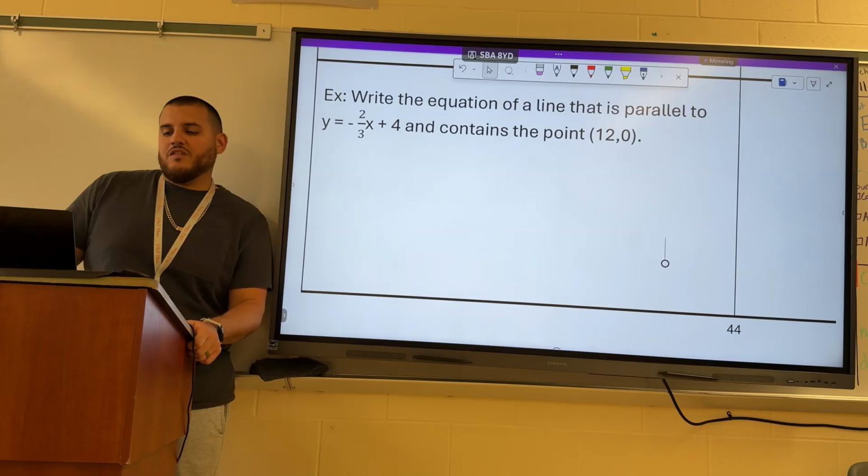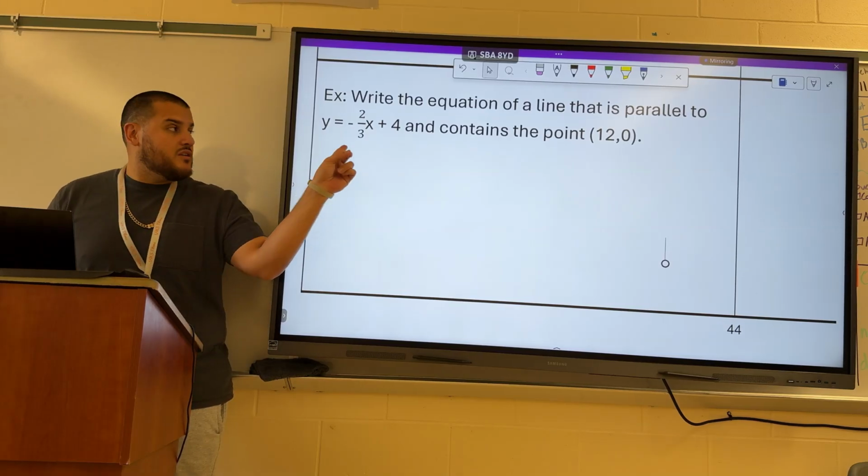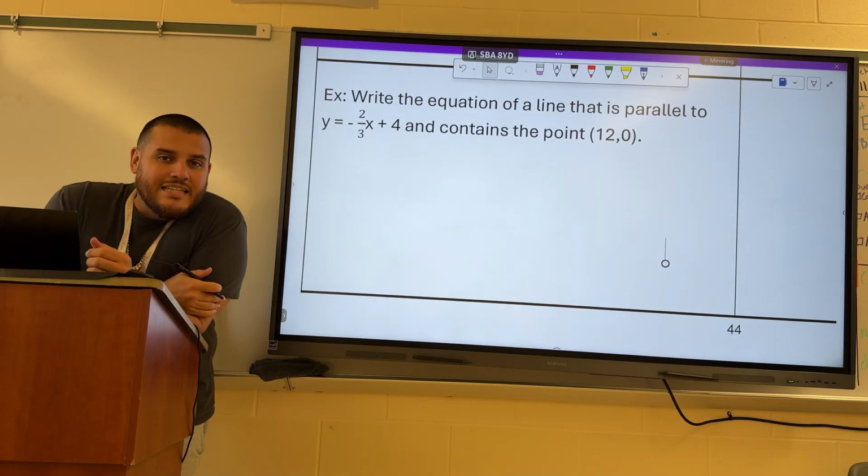Here's a chance to see if you can do this on your own. Go ahead and pause the video and see if you can write the equation of a line parallel to this one containing the point (12, 0). All right, let's see how you did.